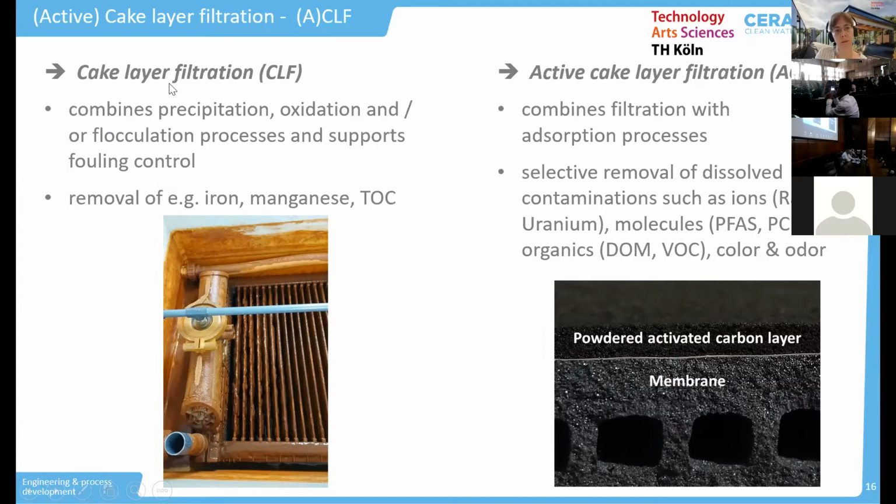The filter layer, cake layer filtration combines the precipitation, oxidation, or flocculation processes, and you can remove iron, manganese, and TOC. With the active filter cake, you combine filtration processes with the adsorption processes. You have the selective removal of dissolved contaminations such as ions, molecules, and organics. And this is why I said in the beginning, together with this active filter cake filtration, you can even remove molecules and ions with ultrafiltration.